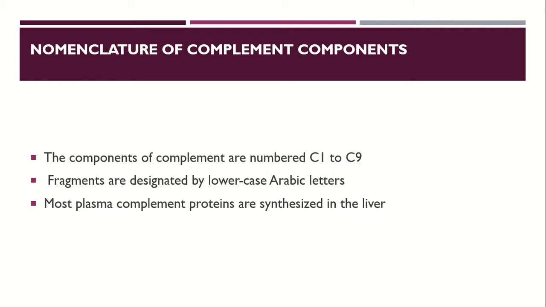Nomenclature of complement components. The components of the complement system are numbered C1 to C9. The lowercase letters after the number are designated for proteins that are smaller in size as a product of cleavage of a larger precursor by proteases. Studies show that these plasma complement proteins are synthesized in the liver.